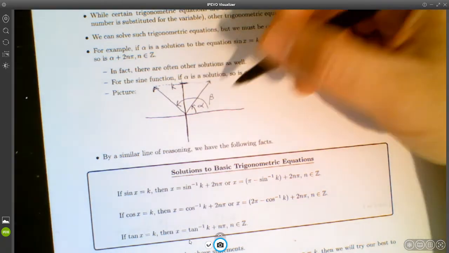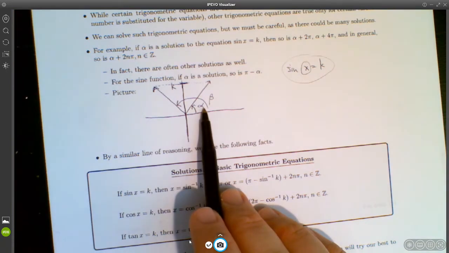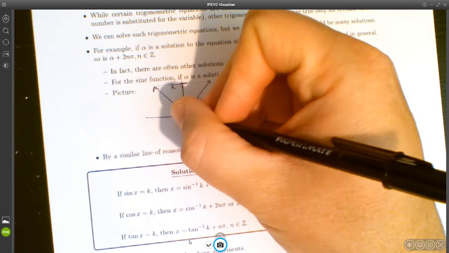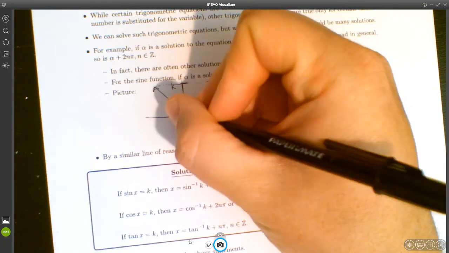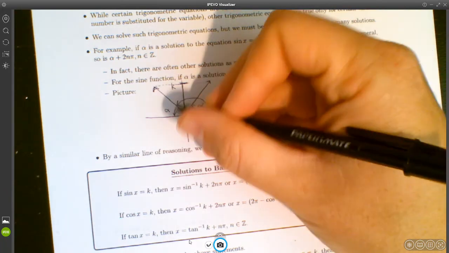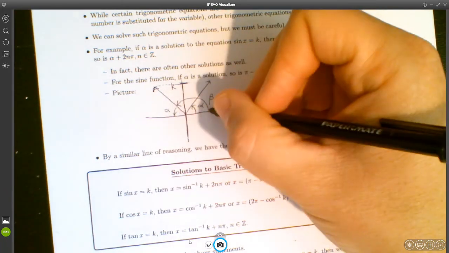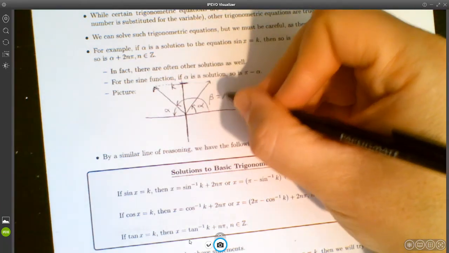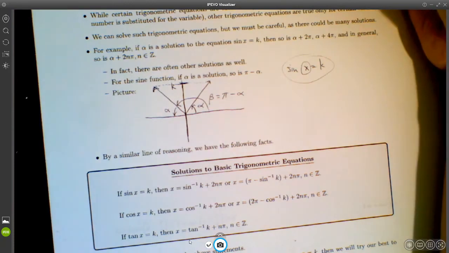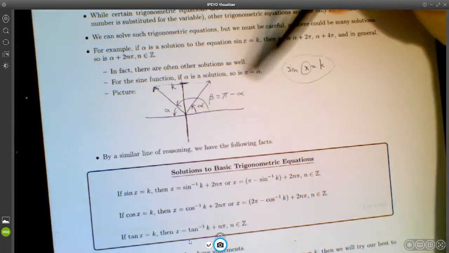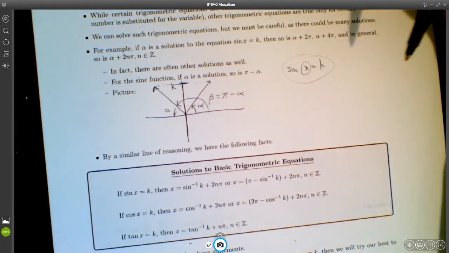Now, how do you describe beta? Well, it turns out that beta is going to have the same reference angle. So the reference angle here is going to be alpha, which means that beta is just 180 degrees minus alpha. Or, in other words, it's pi radians minus alpha. So beta is pi minus alpha. Okay? So, if alpha is a solution, then so is pi minus alpha. That's true when you're working with sine.